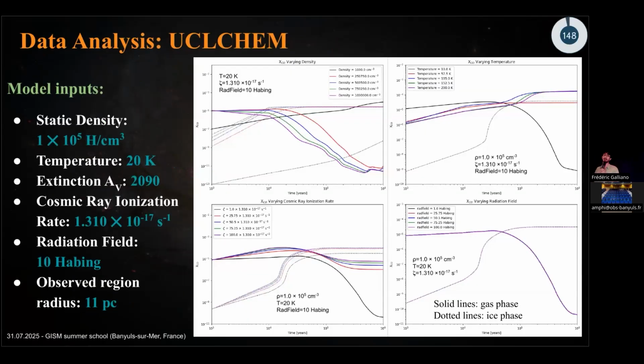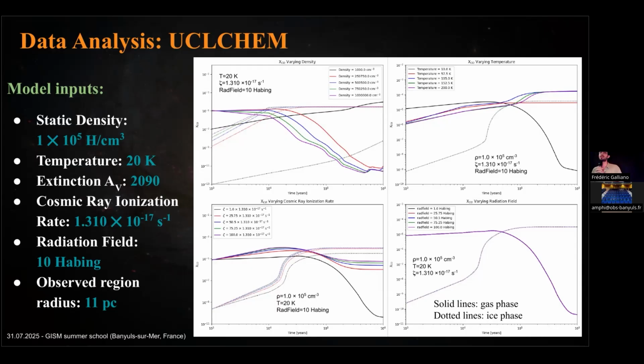So the first thing that we wanted to check is the effect of these different physical parameters on the output of this data. First of all, we ran the model with different sets of fixed values for the parameters, and we got an output, which is the fractional abundance of CO with respect to H2. In the plots, the solid lines denote the gas phase CO, and the dotted lines denote the ice phase. We changed these parameters one by one in order to see their effect on the outputs: the density, the temperature, the cosmic ray ionization rate, and the radiation field.